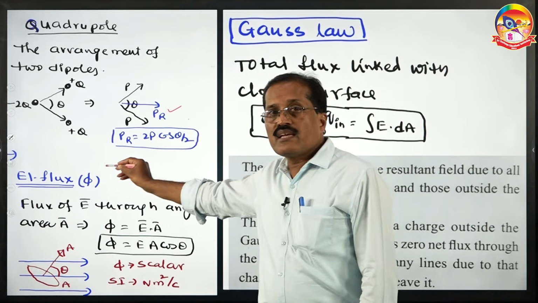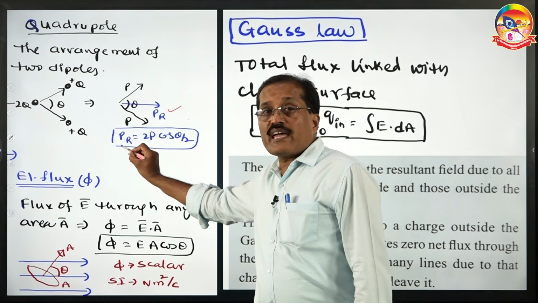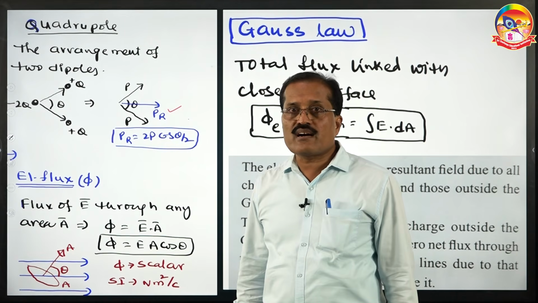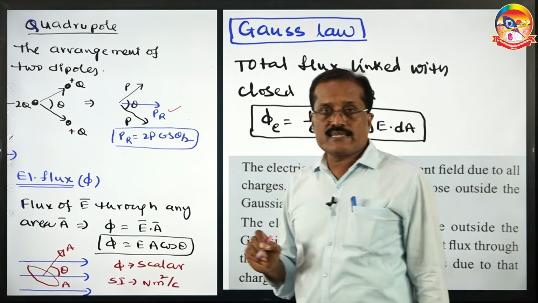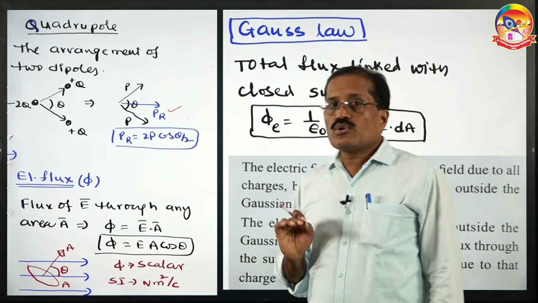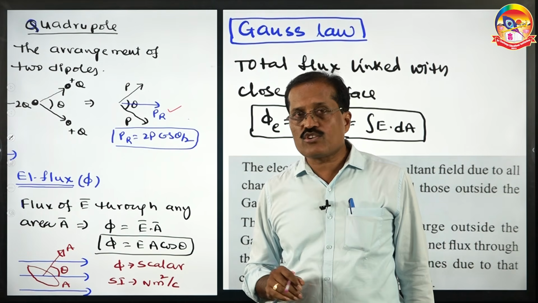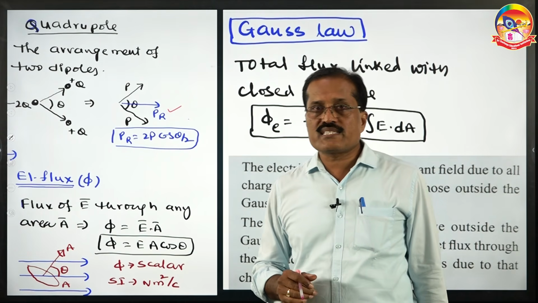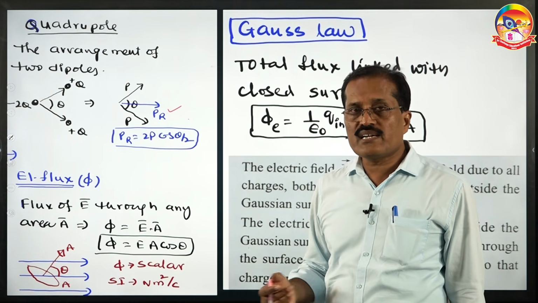This is also called the electrical dipole moment of the quadrupole, 2p cos theta by 2 in this case. From the vector concept only, we can write it. Next, so this is about the end of the dipole and quadrupole. Now, electric flux and Gauss law, we have another topic here and we will see.